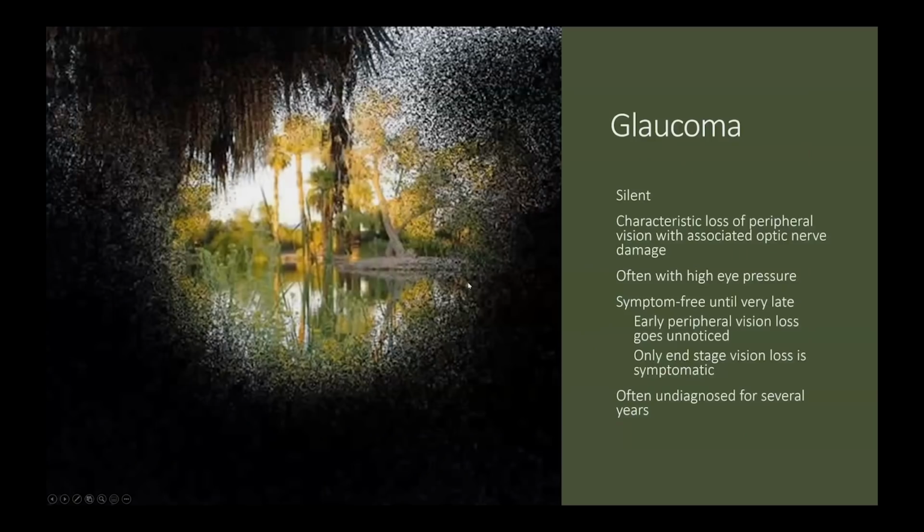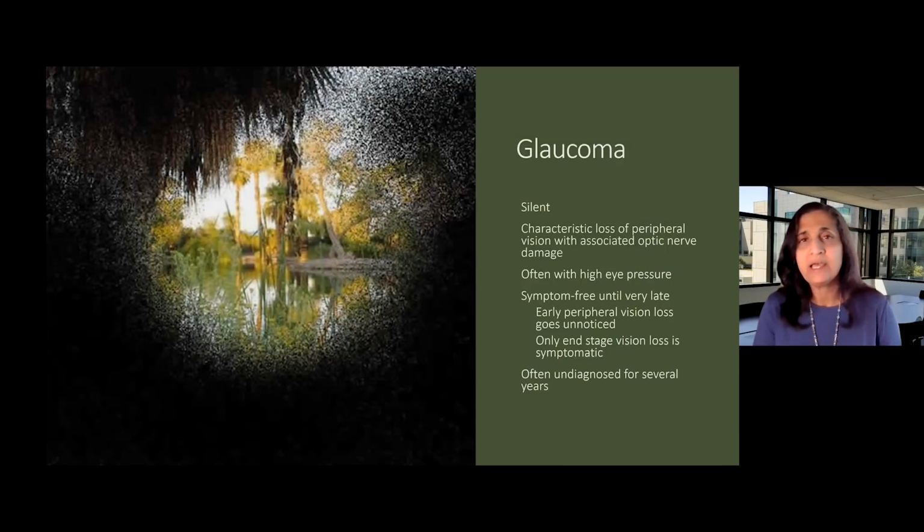Glaucoma is a particularly difficult disease for patients to know they have. It's silent. It results in a characteristic loss of peripheral vision and associated changes in optic nerve appearance. These changes are often associated with high eye pressure, but sometimes not. And it tends to be symptom-free until very late. So that means that people have glaucoma and they don't know about it until their visual field gets very constricted.